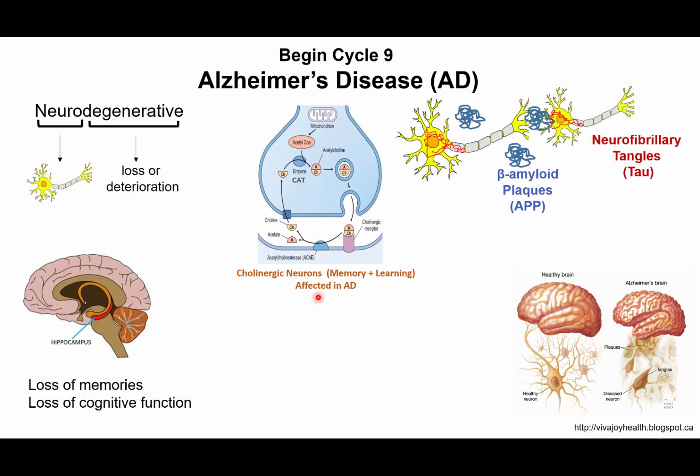So cholinergic neurons are neurons that are involved in memory and learning. So the way neurons work is they communicate through this area called the synapse. You have a presynaptic neuron that meets a postsynaptic neuron. They come together, and that's how they communicate. And the number one way in which they communicate is through release of neurotransmitters.